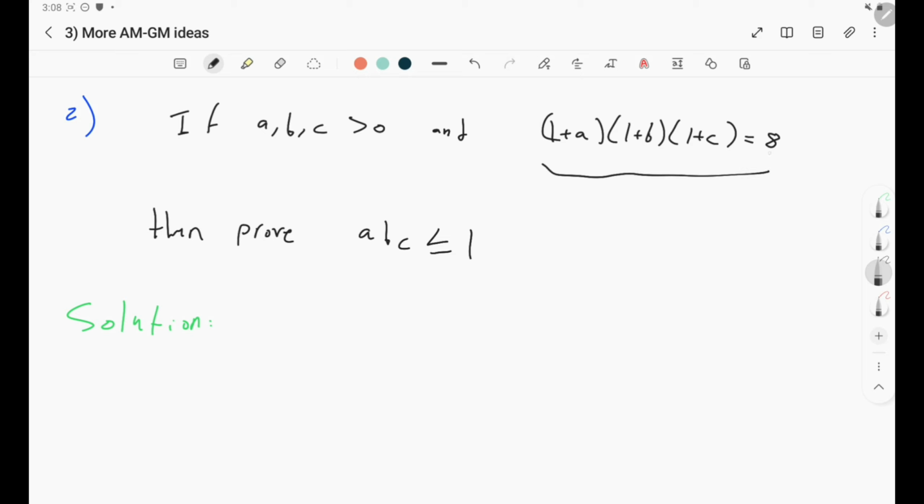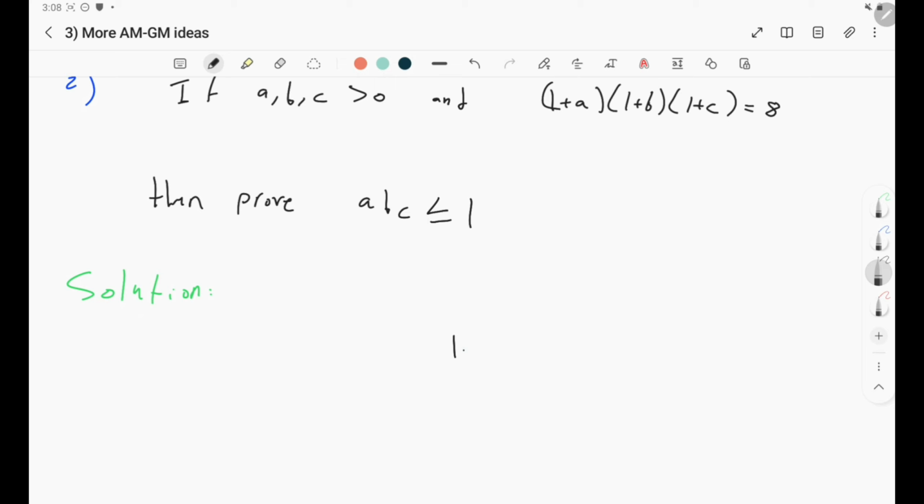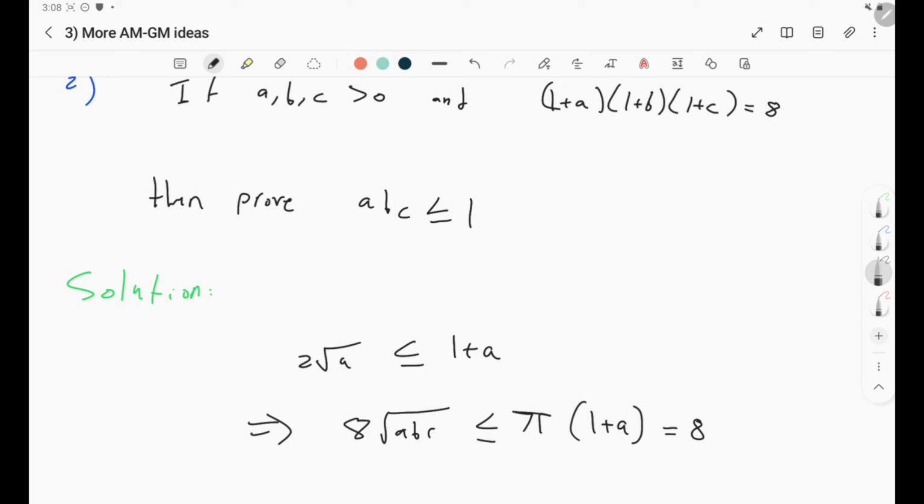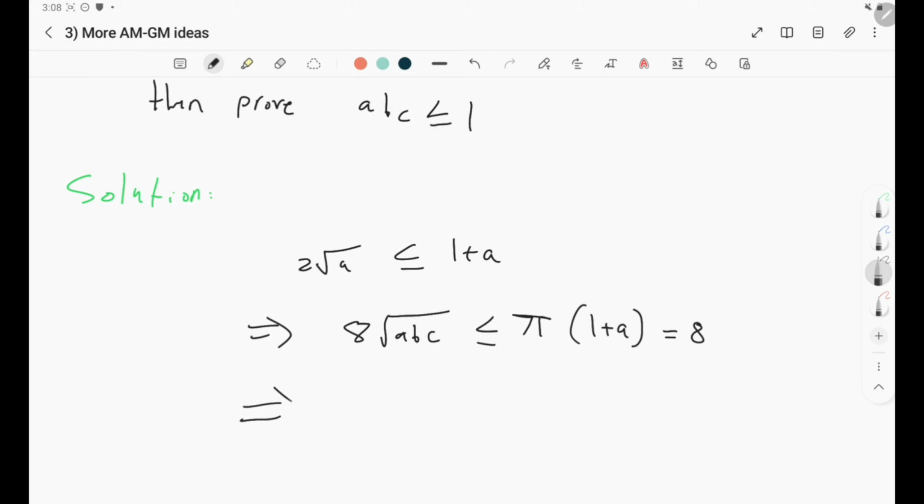Basically, take a look here. You have 1 plus A. You can apply the AMGM like this, right? You can say 1 plus A is greater than or equal to 2 root A. Same thing for 1 plus B and 1 plus C. So you can simply say that the product of (1 plus A), which is equal to 8, is greater than or equal to the product of 2 root A, which is just 8 root ABC. So basically we're done. That just means that ABC is less than 1, because this is less than 8.